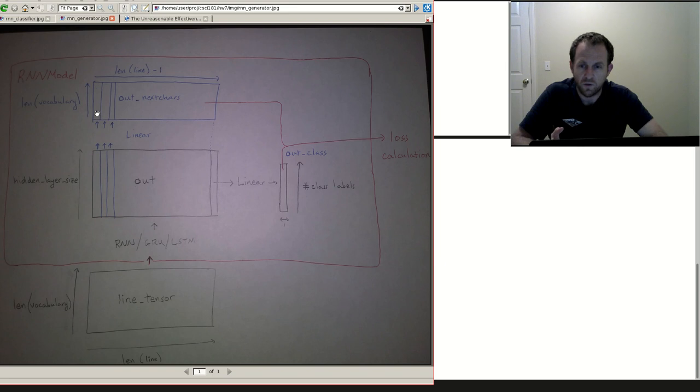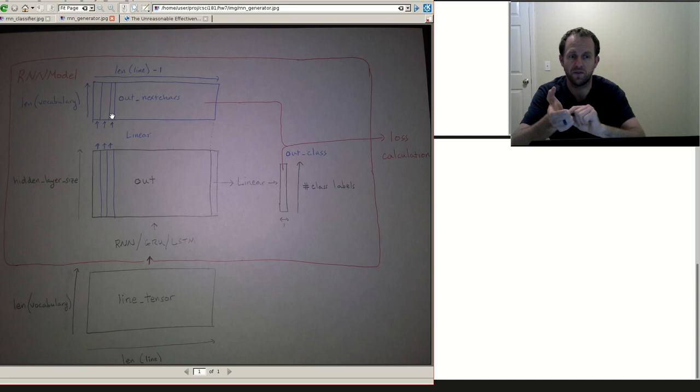And each one of these columns, after applying the softmax, is a probability distribution over what the next character should be given all of the previous characters.